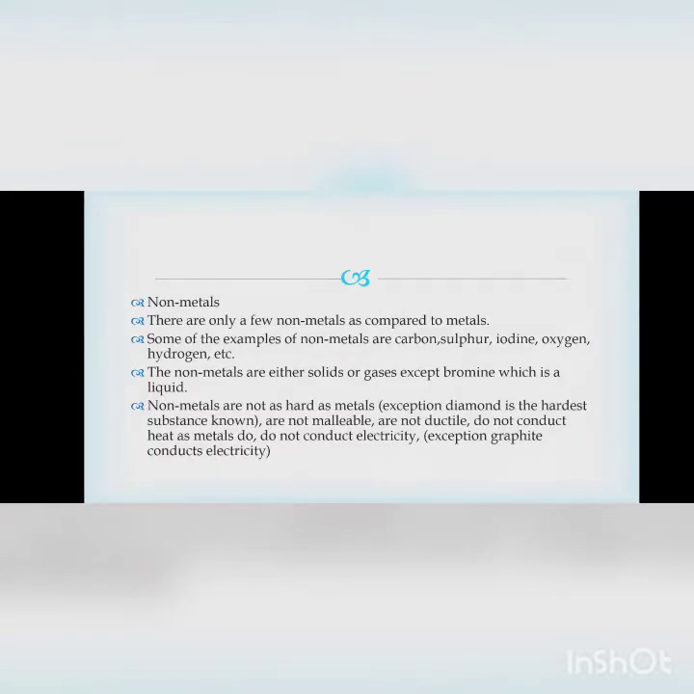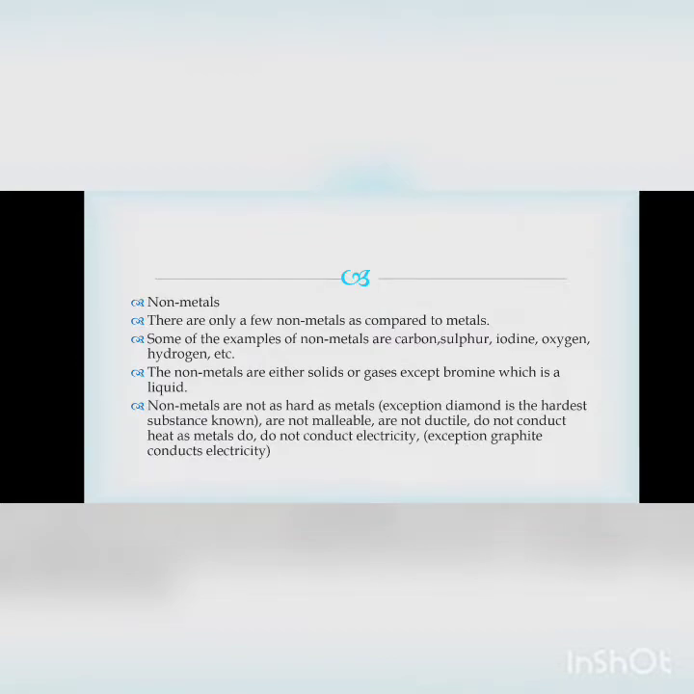Now coming to non-metals. There are only a few non-metals as compared to metals. Some examples of non-metals are carbon, sulfur, iodine, oxygen, hydrogen. The non-metals are either solids or gases, except bromine, which is a liquid. Non-metals are not as hard as metals. Exception, diamond is the hardest substance known.